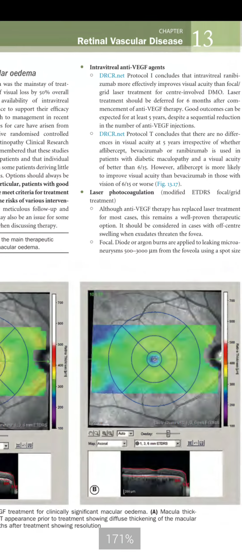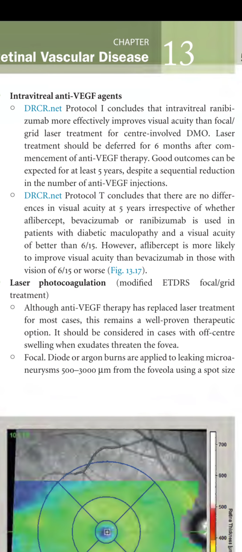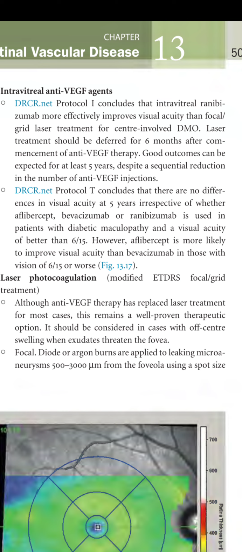So what are the treatment options? Intravitreal anti-VEGF agents are the treatment option. DRCR.net protocol I concludes that intravitreal ranibizumab more effectively improves visual acuity than focal or grid laser treatment for central involved DMO. Laser treatment should be deferred for 6 months after the commencement of anti-VEGF therapy. Good outcomes can be expected for at least 5 years despite a sequential reduction in the number of anti-VEGF injections.